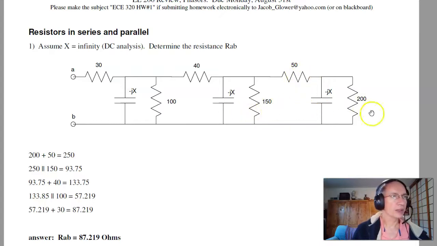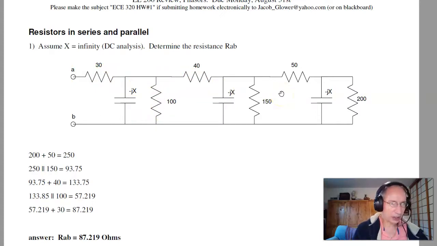So 200 in series with 50 is 250. In parallel with 150 is 93. In series with 40 is 133. In parallel with 100 is 57. In series with 30 is 87. So this is 87 ohms.